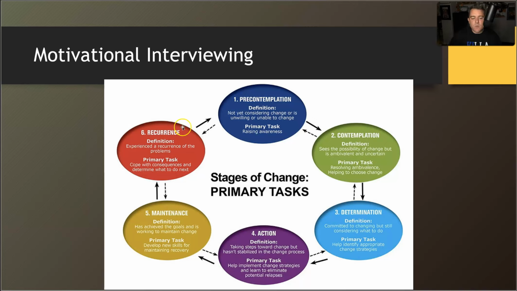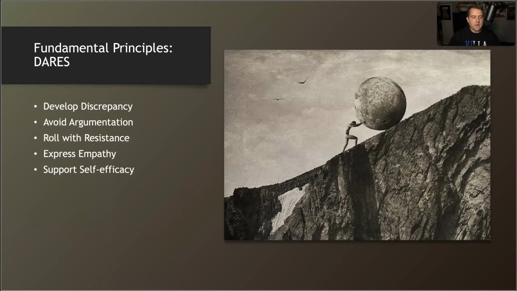Now, it doesn't mean that we go from recurrence back to pre-contemplation. I don't think there's a problem. It can be recurrence back to determination, and then we kind of come through here. It can be recurrence back to maintenance. Okay, I had a reoccurrence of use, and now I'm back to my maintenance thing. I got to get back on track. Okay, and that can restart that process. Okay, and then we kind of go back through. Cool, makes sense. All right.